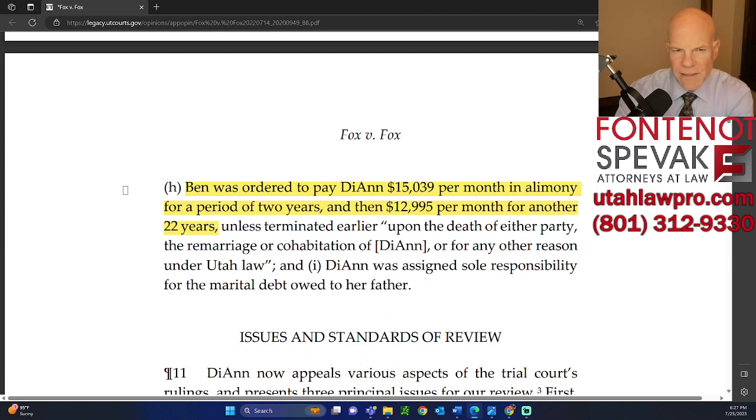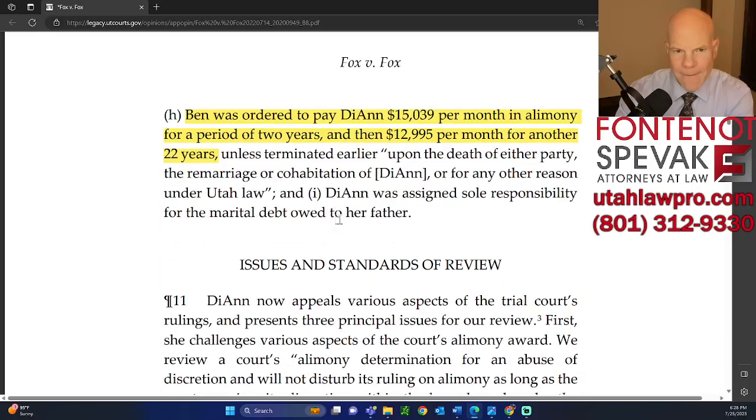So in this case, the husband was ordered to pay the wife $15,000 per month in alimony for a period of 2 years, and then the court took it down to about $13,000 per month for another 22 years, or unless it terminated earlier. Alimony always terminates upon the death of either party or the remarriage or cohabitation of the recipient spouse.